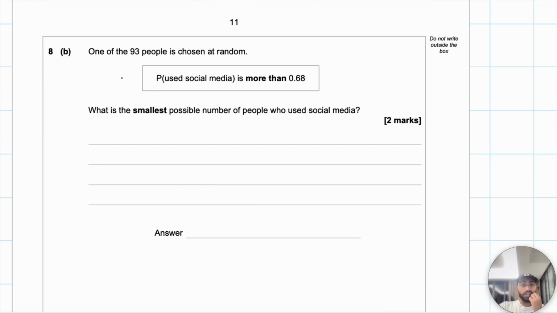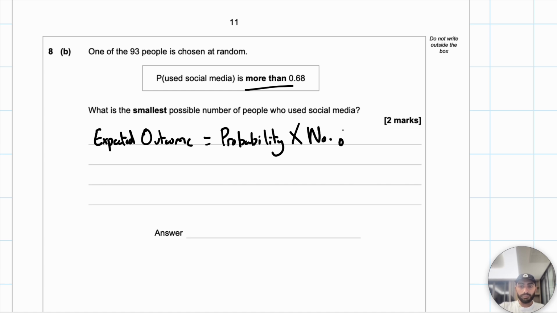Part B. One of the 93 people is chosen at random. Probability that they use social media is more than 0.68. What's the smallest number of people who use social media? The formula that we're using here is expected outcome equals probability multiplied by the number of trials. This is just saying what is the probability and how many times do I do it.